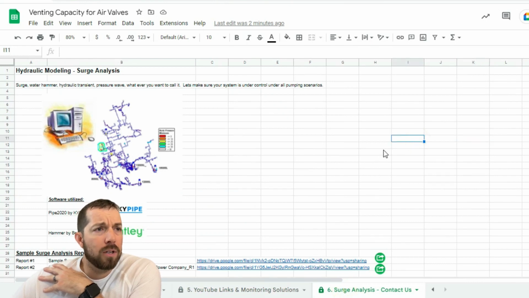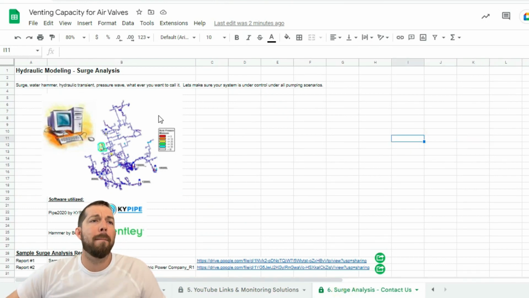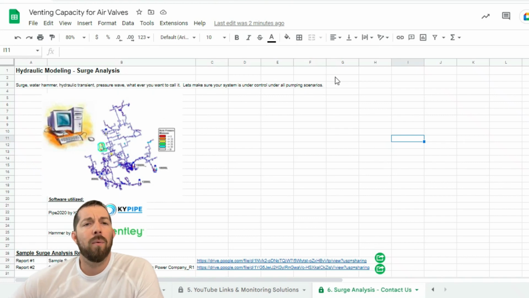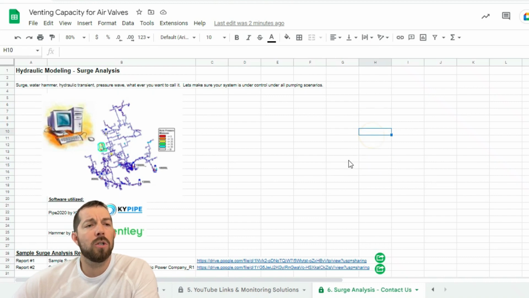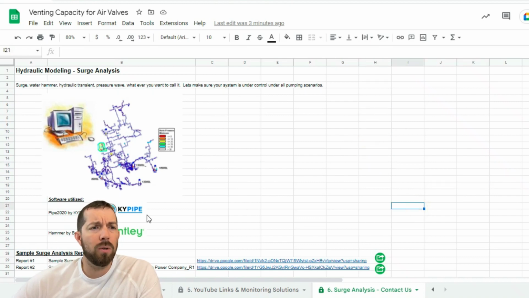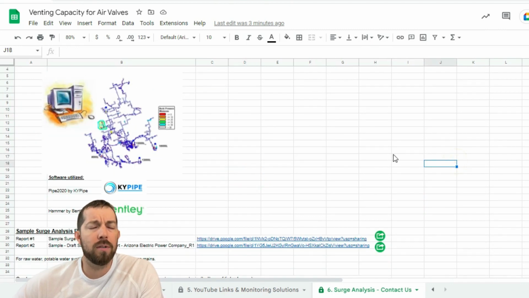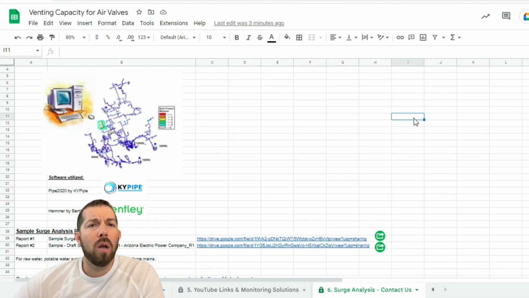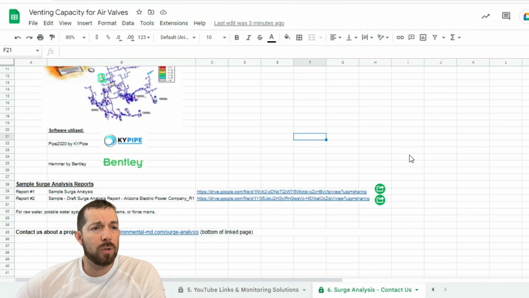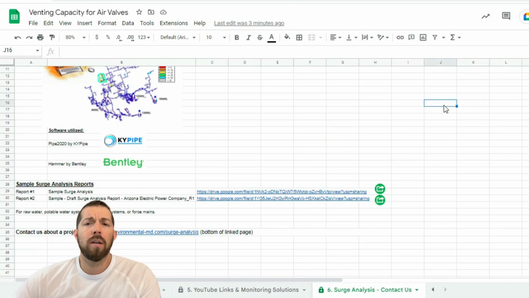One more tab here I'll touch on real quick: hydraulic modeling and surge analysis. We get into this with Charlotte a lot. They do bladder style and compressor style surge tanks, and they also utilize KY Pipe and Bentley HAMMER for their surge analysis. Once they have a steady state model, then we can do more with that model itself for a surge analysis. So a couple of additional tools to go over.